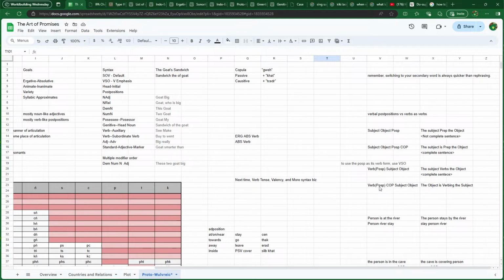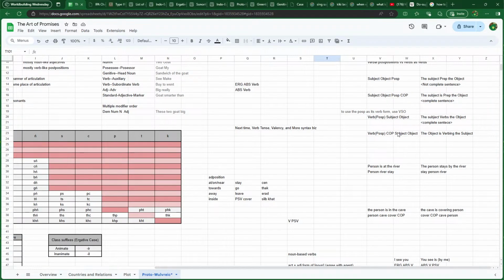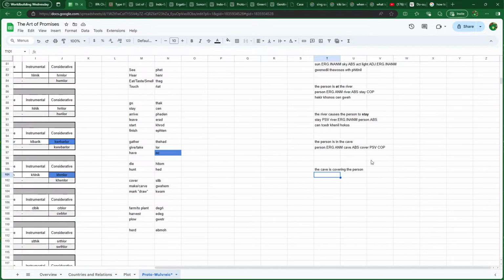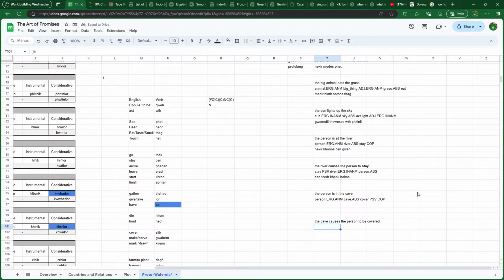What? Oh no, the way we do this is the cave is causing the person to become, yeah. The cave causes the person to be covered. But at the same time, cover is a passive construction.